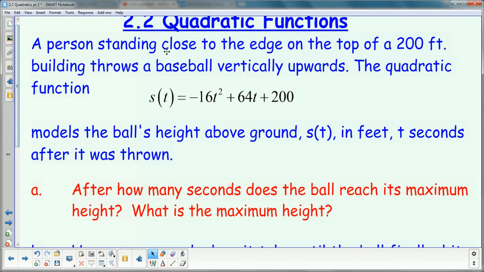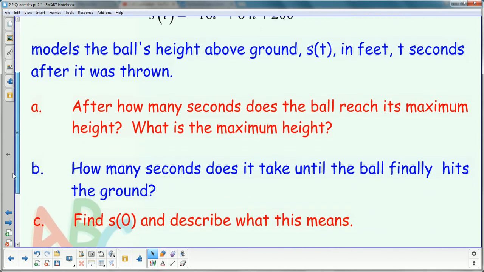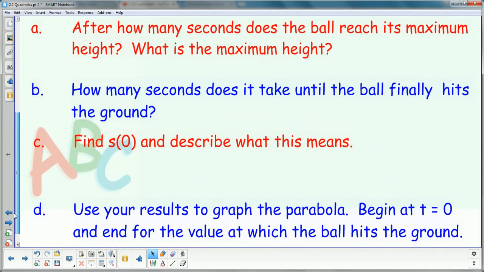We've got a person standing close to the edge of the top of a 200-foot building. So you need to remember that you are starting 200 feet up, throws a baseball vertically upwards, and it's going to give this function. Okay, now there's a few key numbers in here. We're not going to worry about that yet. We'll talk about it a little bit tomorrow, but it gives how high the ball is, s of t, in terms of time, t.